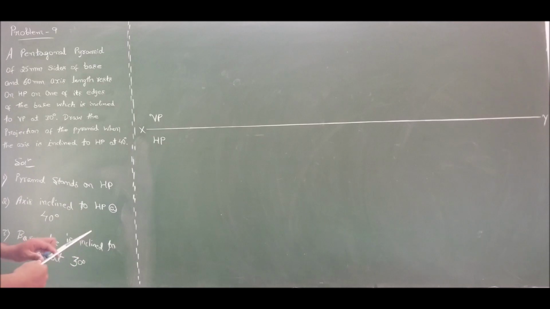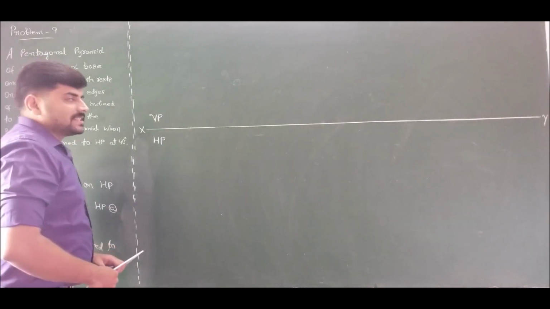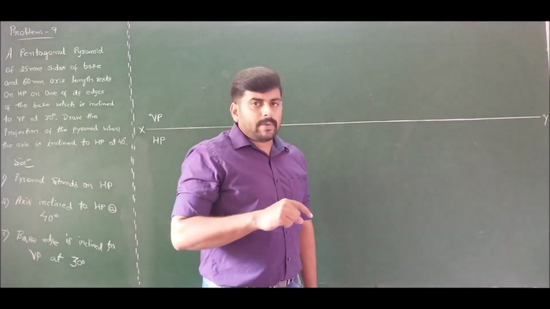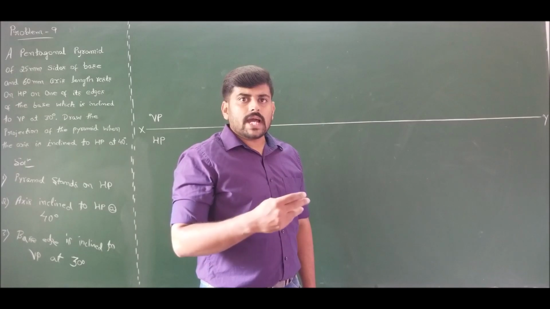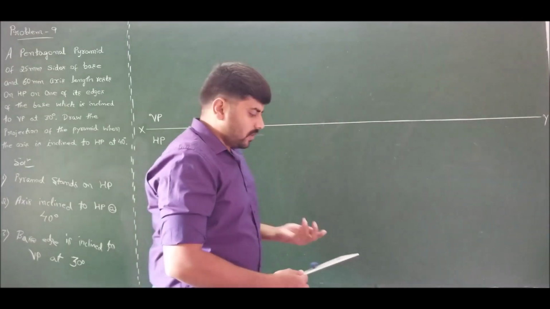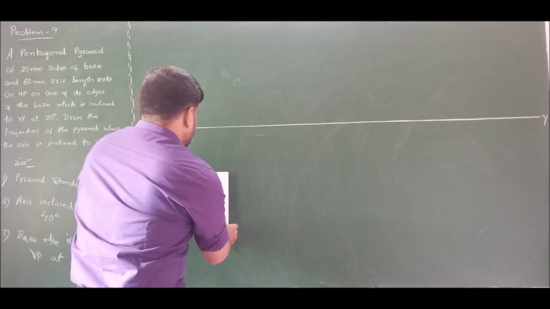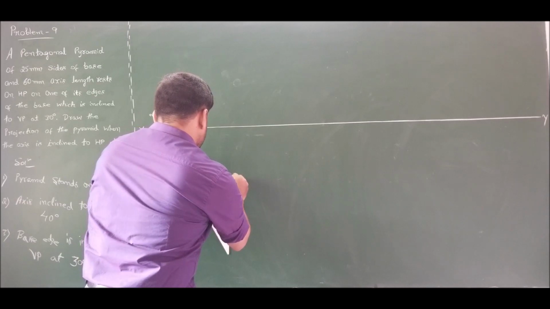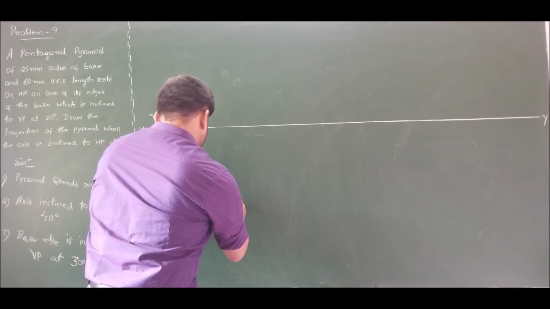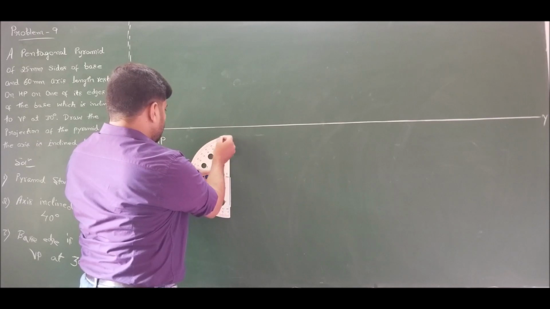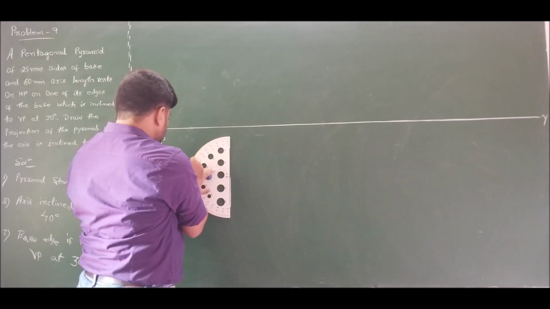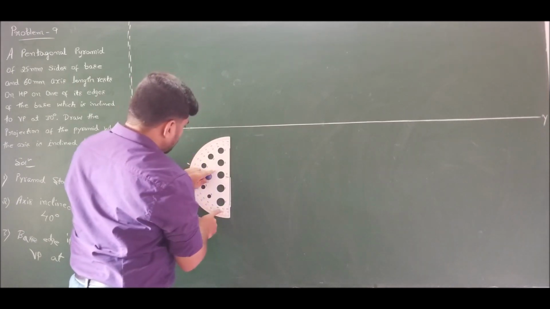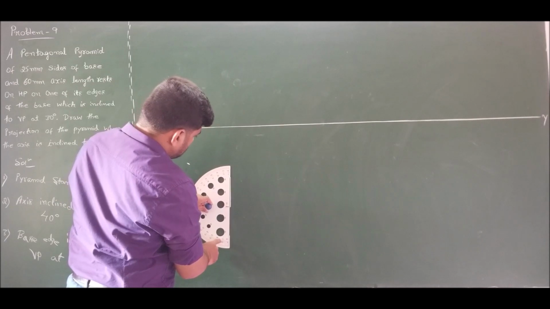Now, to draw the pentagonal pyramid resting with one of its edges, draw the pyramid in the top view in such a way that the pentagon has its edge towards the right hand side. Therefore, take the edge towards the right hand side, and draw a line of base side length, that is 25 mm. Measure 72 degrees exterior angle or 108 degrees interior angle on either side of this base.